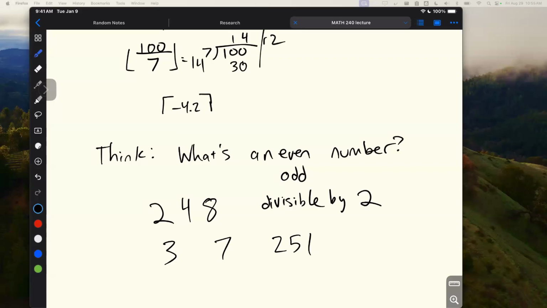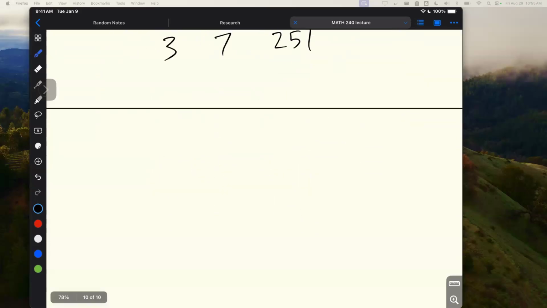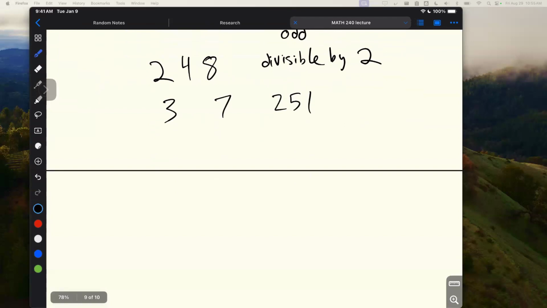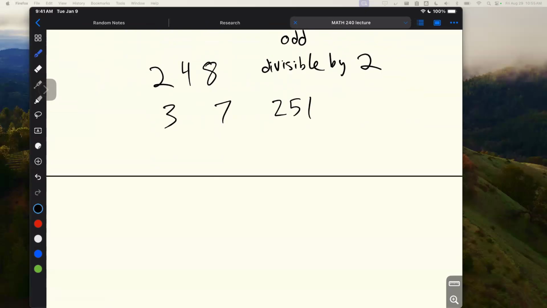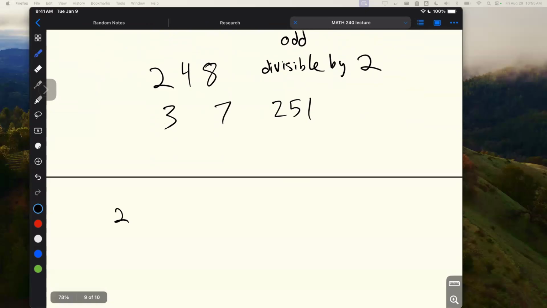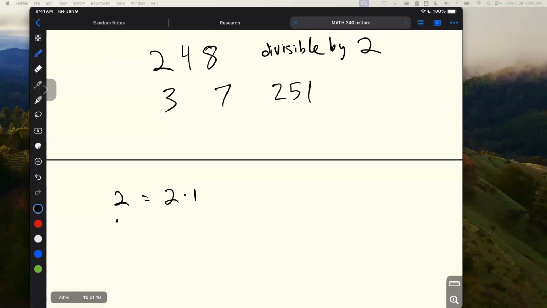Okay. So we as mathematicians are going to claim the authority to write any even number as being divisible by 2. And so that means we want to write 2, and we're going to introduce letters into this. So we want to write 2 as a product of 2, which is 2 times 1, right? 2 times 1 is 2. We can write 4 as 2 times 2. We can write 8 as 2 times 4.